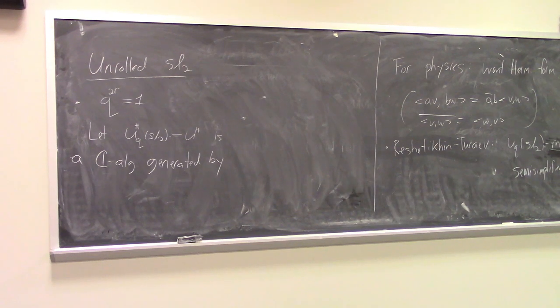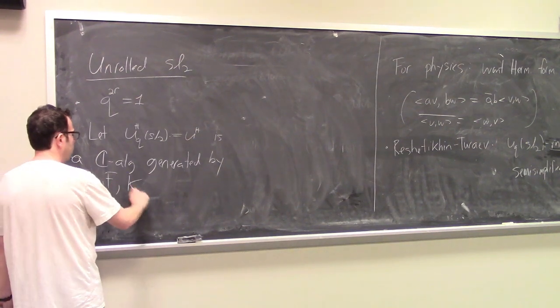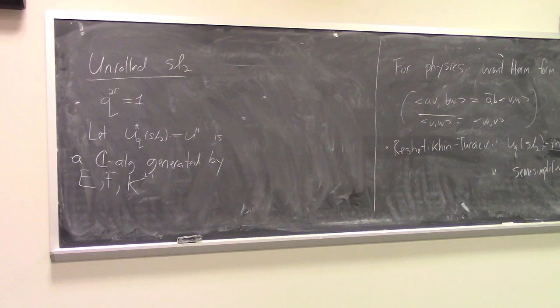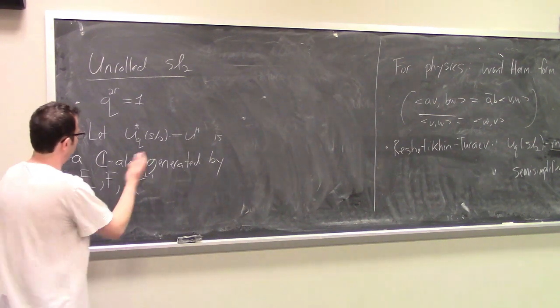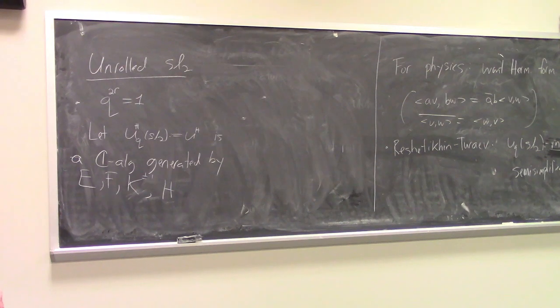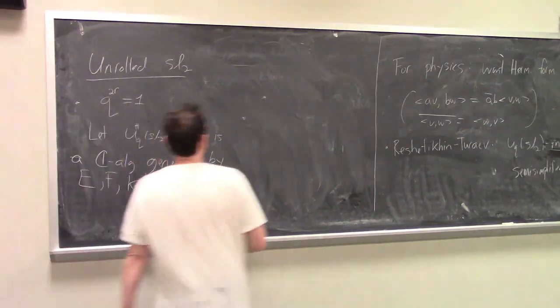It's a C-algebra generated by E, F, K, and K inverse. These are things you would expect when you start seeing quantum groups. But then for this unrolled part, you throw in an extra generator H. You should think of H as the normal diagonal SL2 matrix, (1, -1). So it's kind of a mix of quantum things with some classical things, with relations.